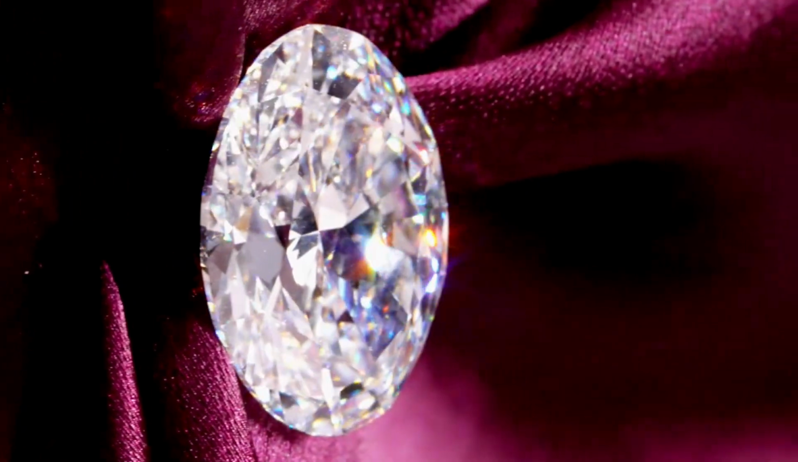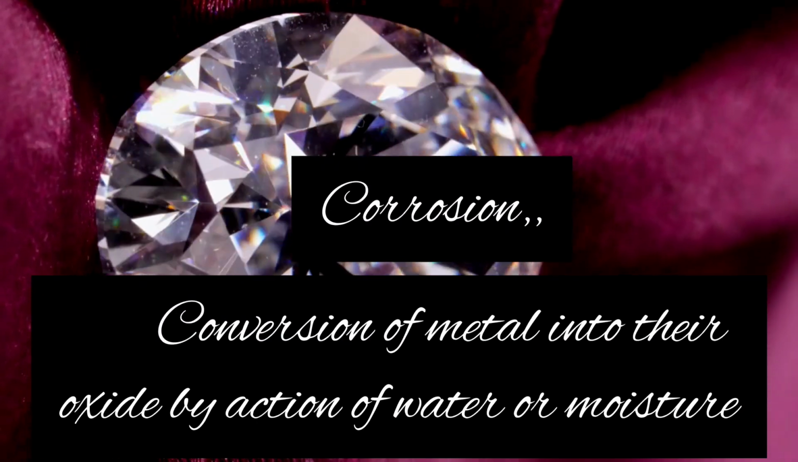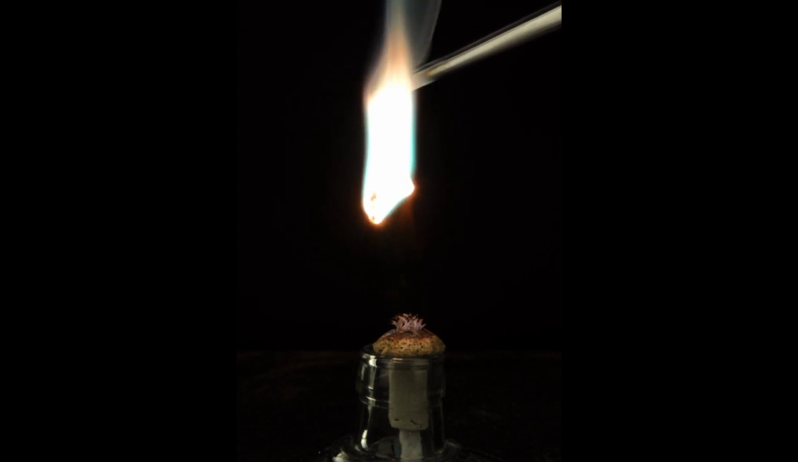We see the last topic, which is corrosion. When a metal comes in contact with oxygen, hydrogen or moisture, this process is called corrosion. The conversion of metal into its oxide is called corrosion. Rusting of iron is the best example of corrosion.